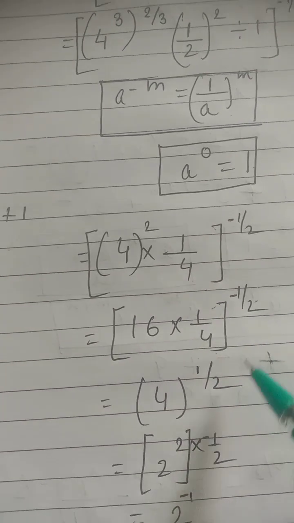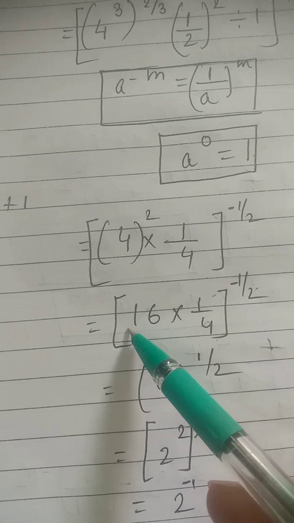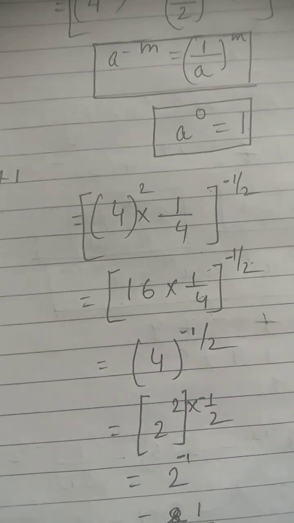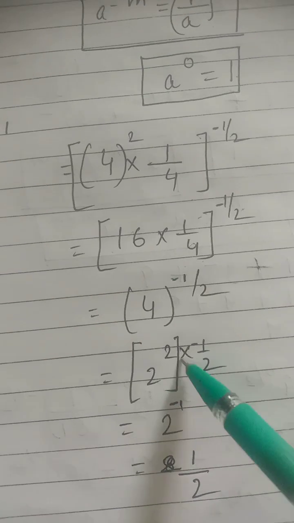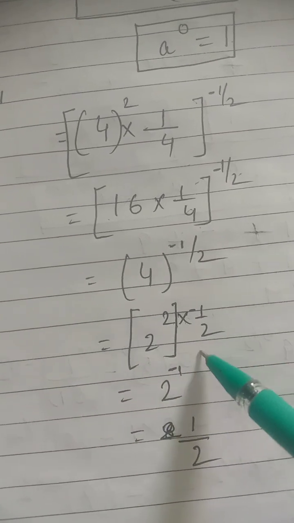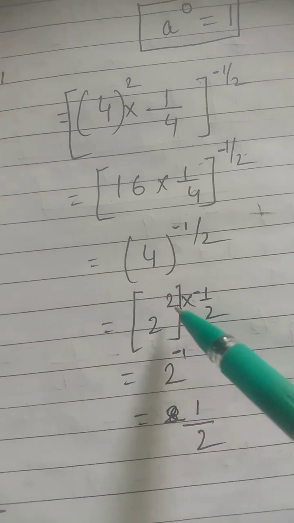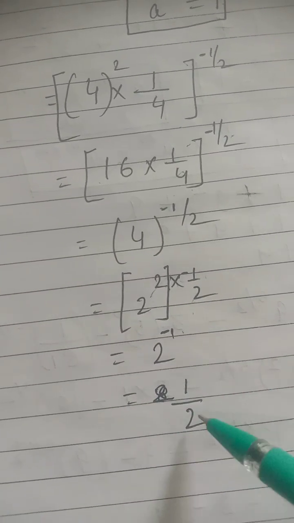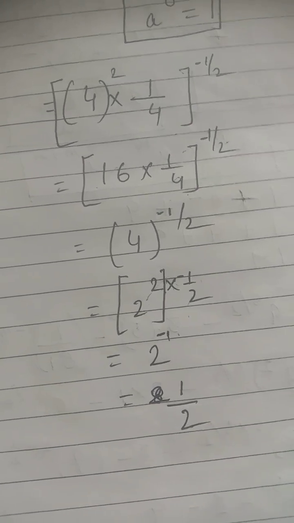Now here 4 4s are 16. So 4 to the power minus 1 by 2. Now 4 we can write as 2 square. So 2 square into minus 1 by 2. So this 2 and 2 is cancelled. So 2 to the power minus 1. So that is equal to 1 by 2.